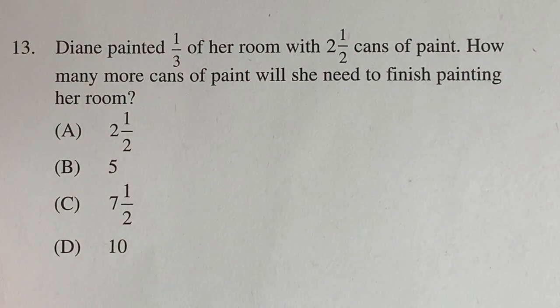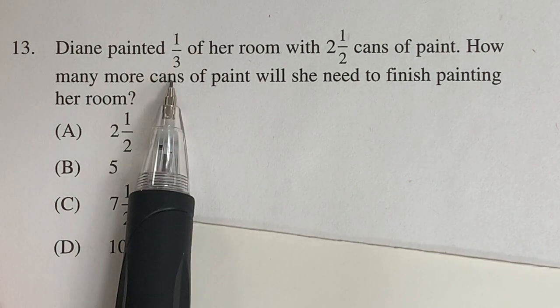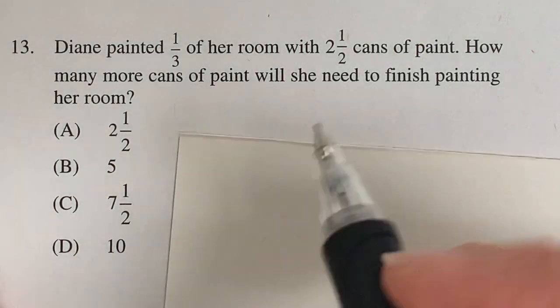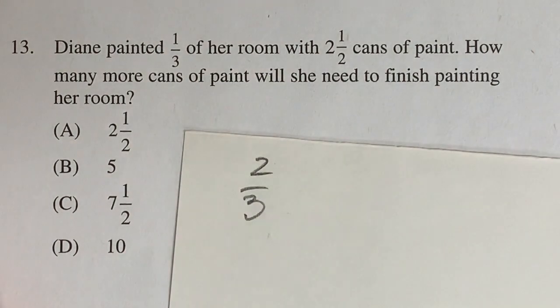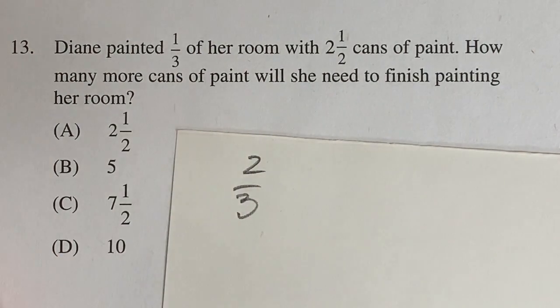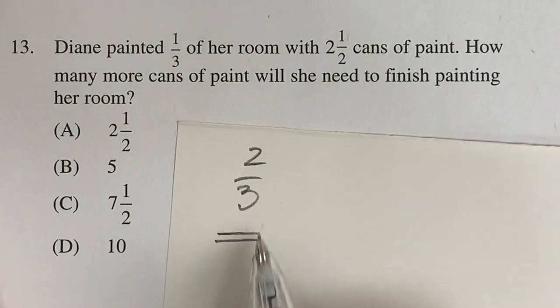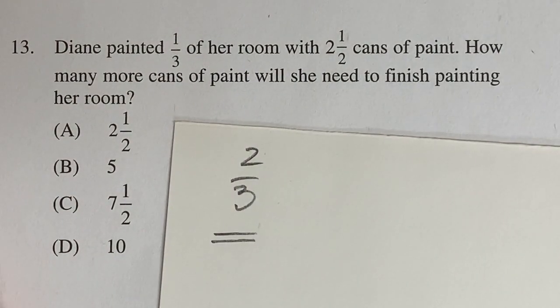Number 13 is a word problem. Diane painted 1 over 3 of her room with 2.5 cans of paint. How many more cans of paint will she need to finish painting her room? Well, if she painted 1 over 3, she needs another 2 over 3 left to paint, because she already did 1 over 3, right? So 1 minus 1 over 3 is 2 over 3. So I know that 2 over 3 is how much she still needs to paint.